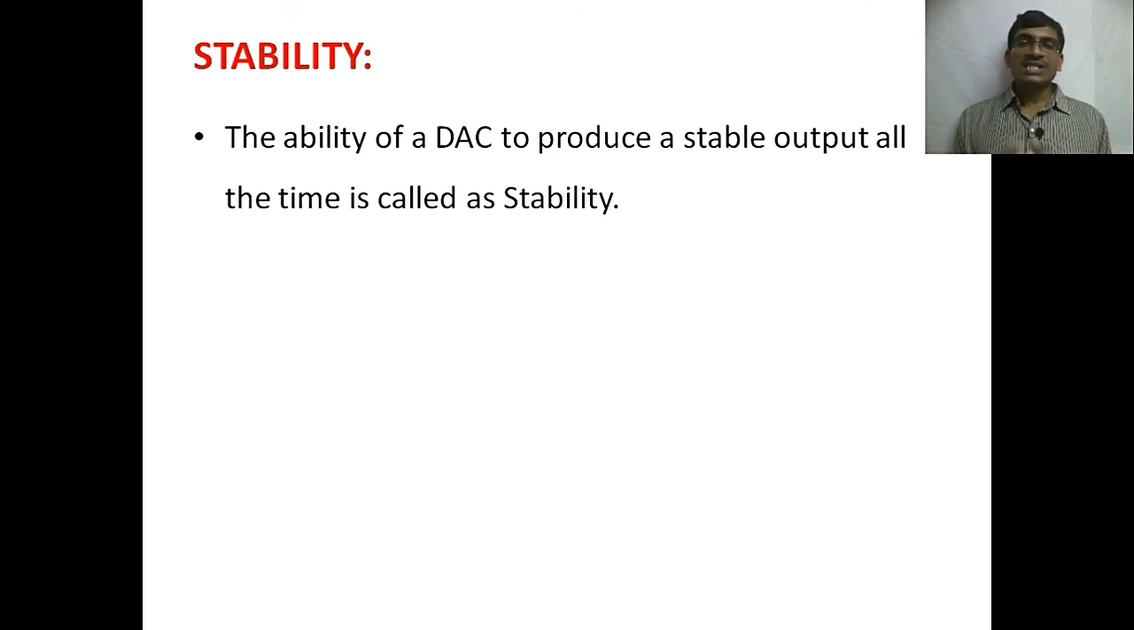Suppose 101 is the input binary, then the output should be 1.5 volts, as we discussed. After some time, if I give 101 again, the output should still be 1.5 volts. It should not be 1.6. If 1.6 comes, my system is unstable. For the specific input, the output must be the same.